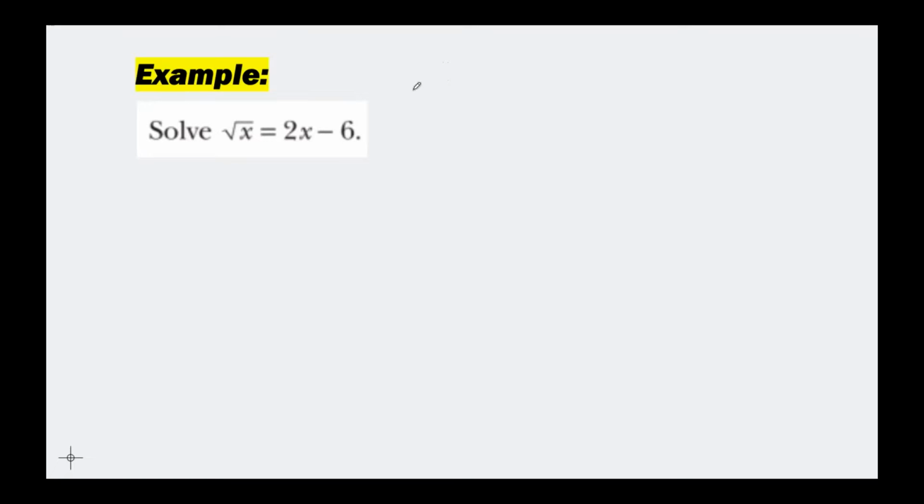For this example, you notice that the left-hand side of your equation is just a square root of x, while the other side is x. So these terms are not common to each other. How are we going to solve for x in this case? Notice that the square root of x is just x to the power of 1/2, isn't it? And that gives us a 2x minus 6. So there is no way that we can actually isolate x here.